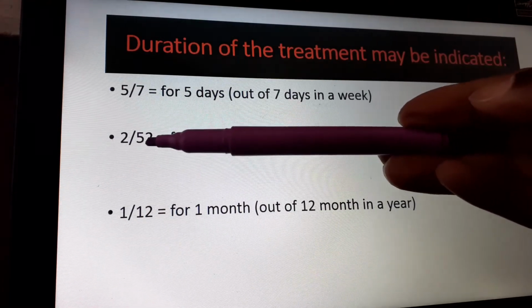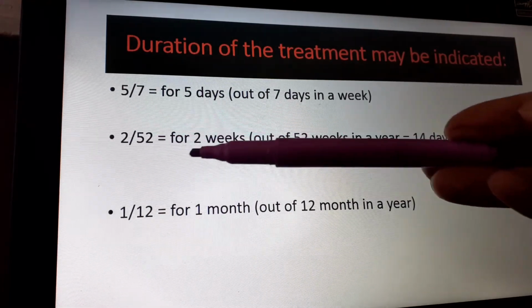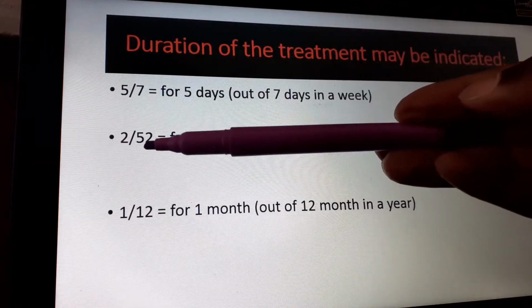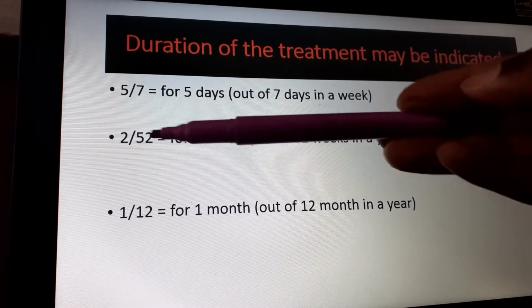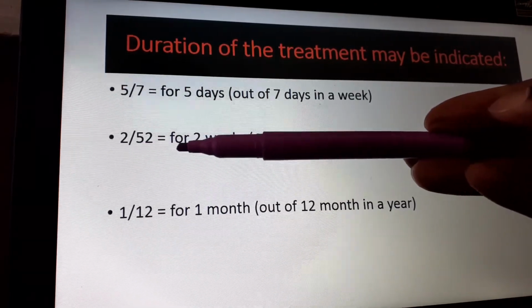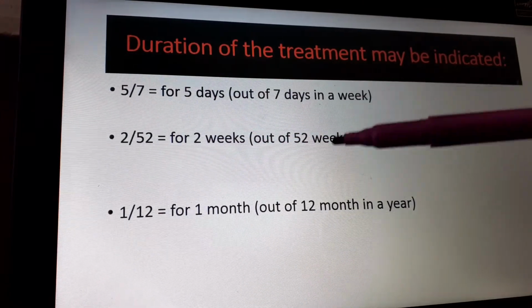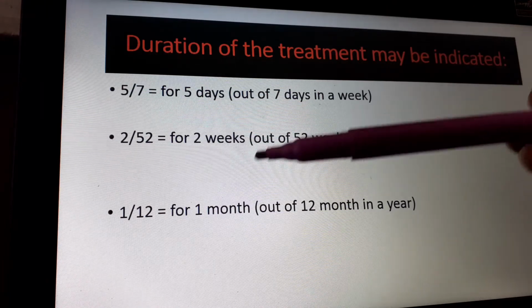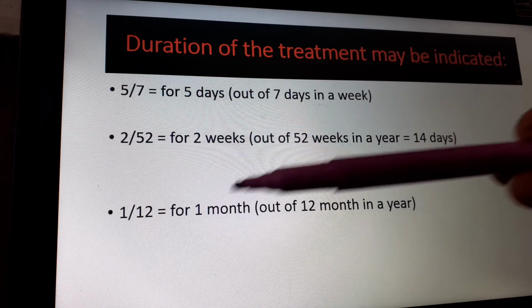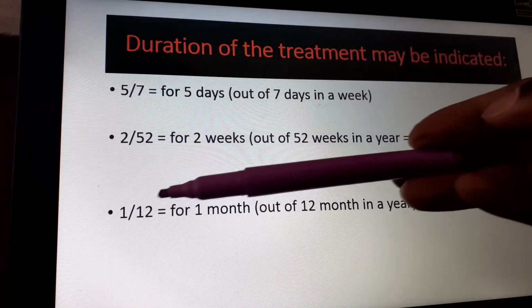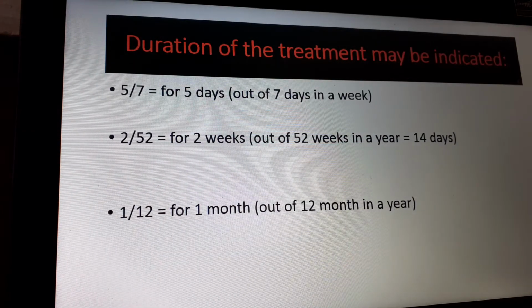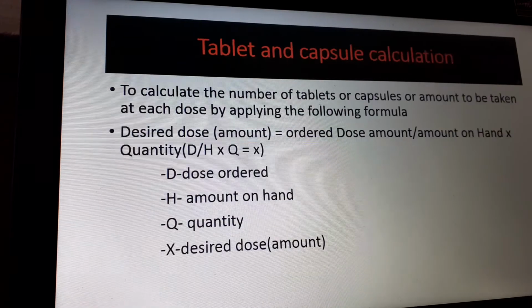If you find the denominator is 52, these are weeks, because the year has about 52 weeks. So the drug will be taken for 2 weeks out of 52 weeks in 1 year. Then 2 weeks means 14 days. Then if you find 12 at the denominator, these are the months, because the year has about 12 months. So 1 month out of 12 months in a year.